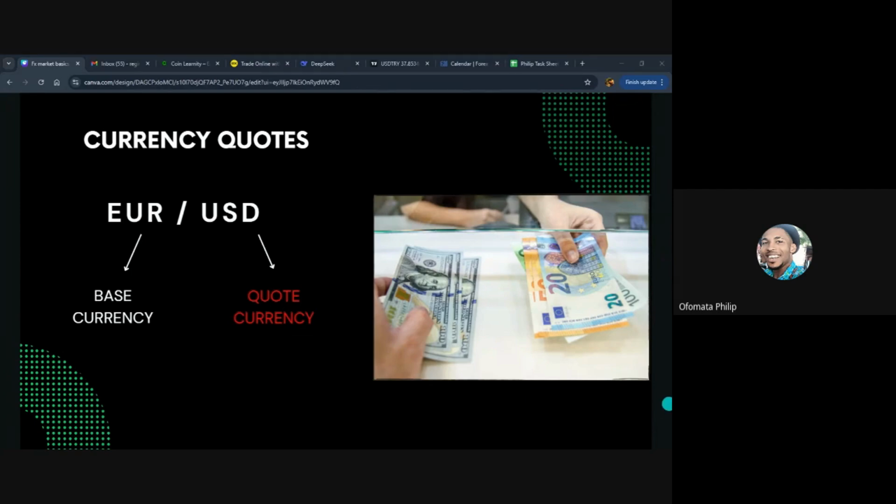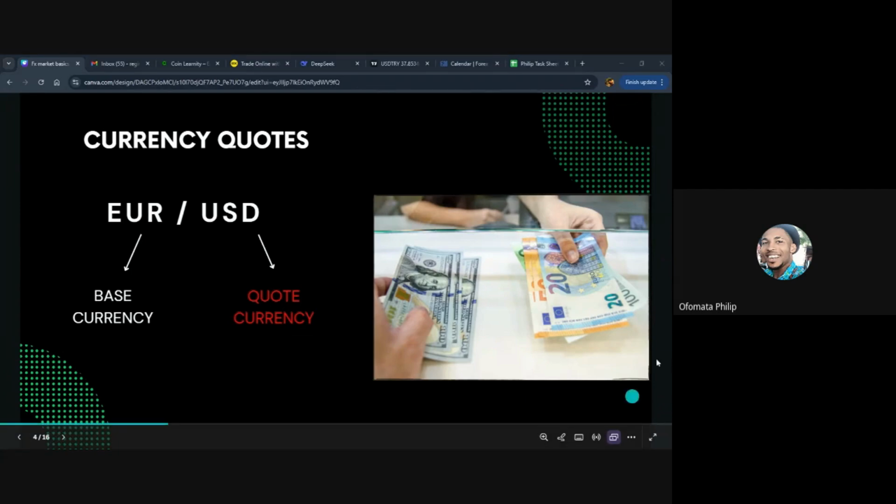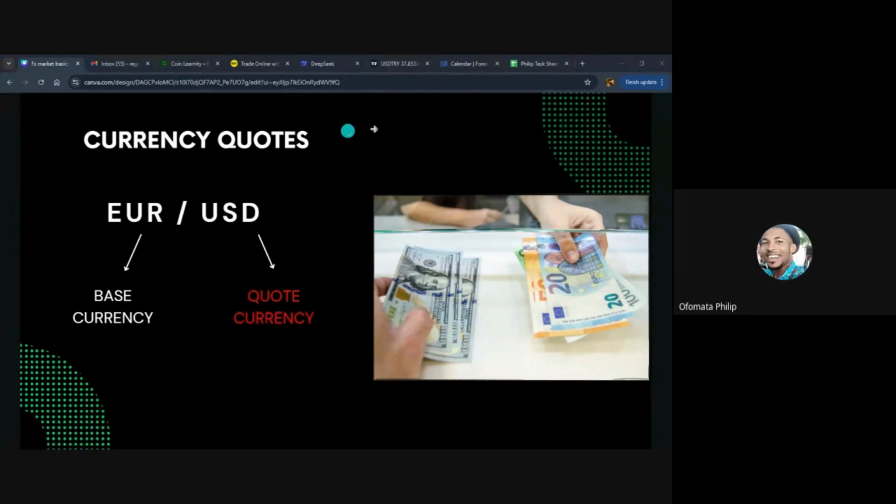All right, so as I was saying, I just showed the difference between why the major currency pairs are more liquid and less volatile, compared to the exotic pair being less liquid and more volatile. That was what I just explained a few seconds ago.